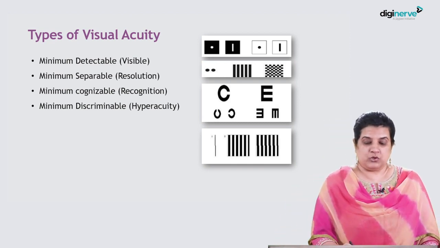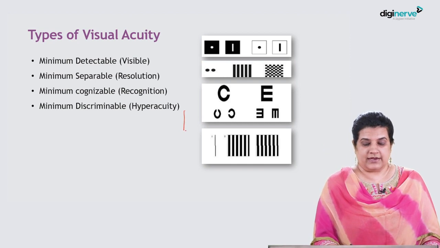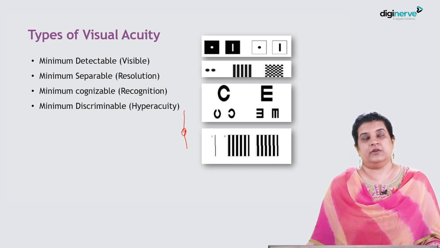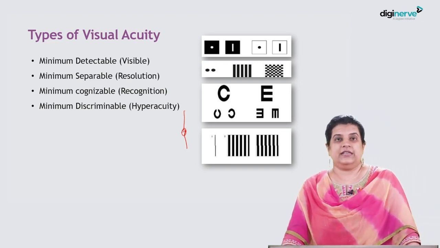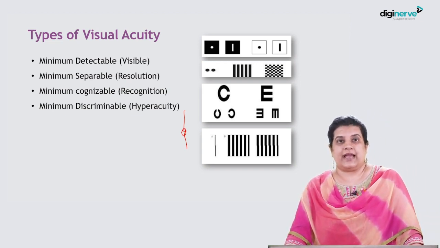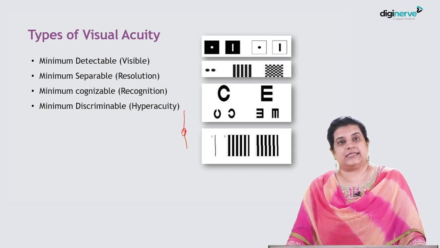So, if I have two lines which are slightly separated from each other, this angle that is forming here, I should be able to perceive this angle so that I can say these are two distinct lines. So, this is called hyperacuity.